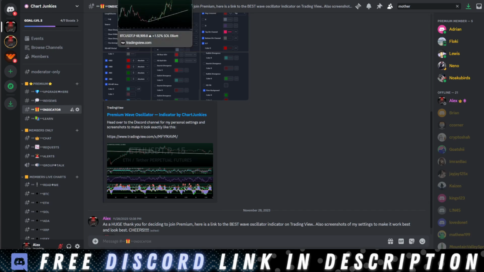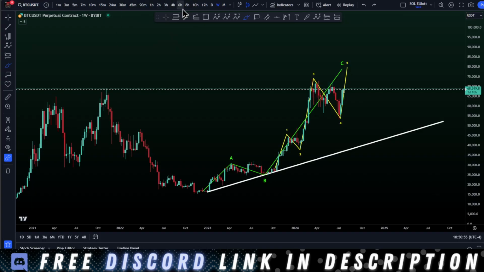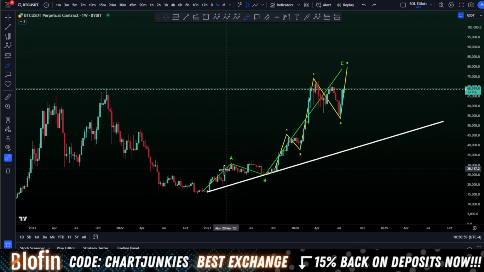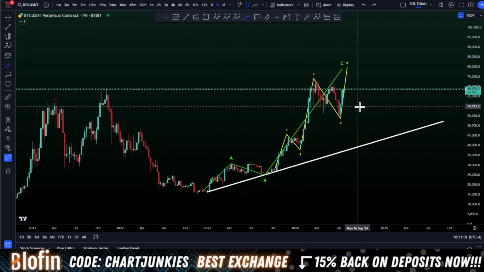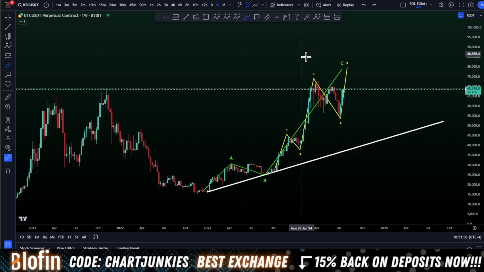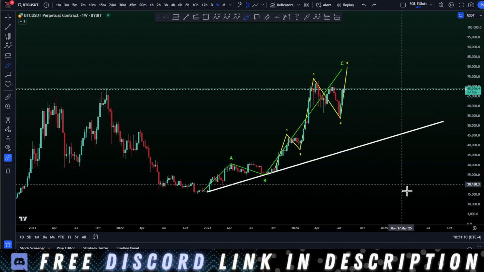All right, let's get into the charts, guys. So we're gonna look big picture. I'm on just the weekly time frame. This is the overall count that I am looking at. The clear, obvious thing is that all-time high gets broken. I am saying it's just going to be a liquidity sweep. Why are my targets right here?